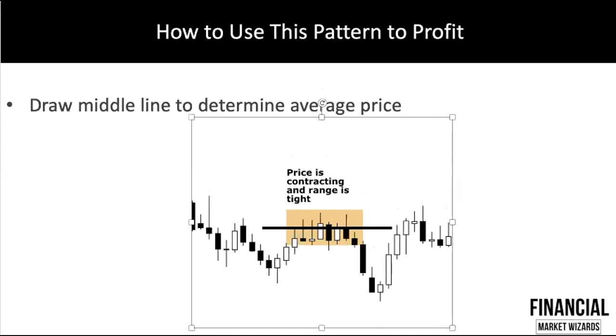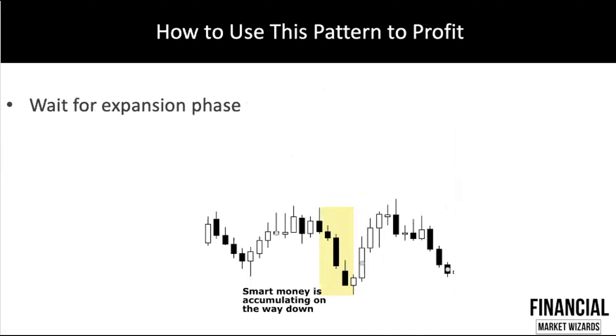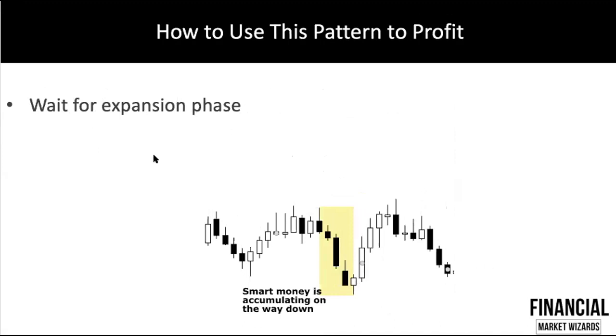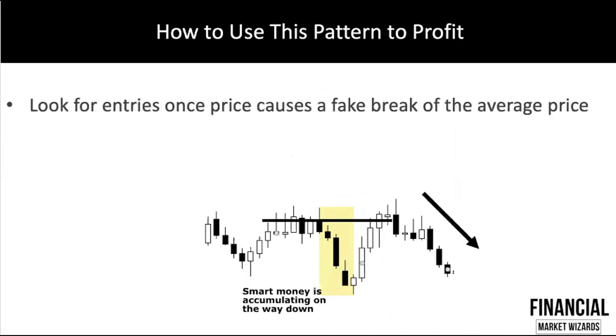So we learned earlier on that after the contraction phase comes the expansion phase. So we see the expansion phase over here. And we also said that smart money is accumulating on the way down. So we wait for the expansion phase. This expansion phase happens, right? So the next step, or rather the last step, would be to look for entries once price causes a fake break of the average price.